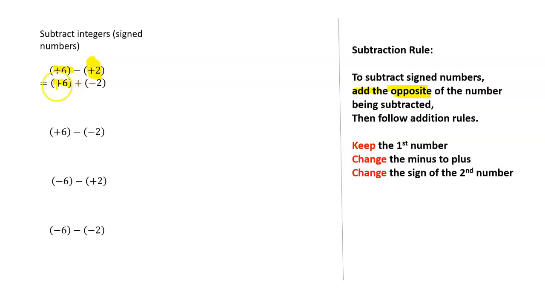So in this case, we have $4 credit plus $2 debt. So more credit, so the answer should be positive. And how much more? 6 minus 2 gives us 4. Okay, so we can use this rule, keep, change, change, to help us do the rest of the questions.